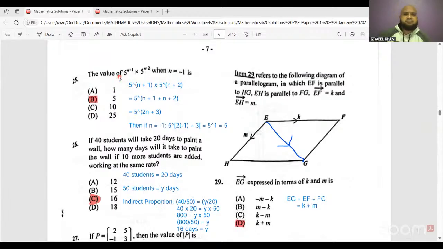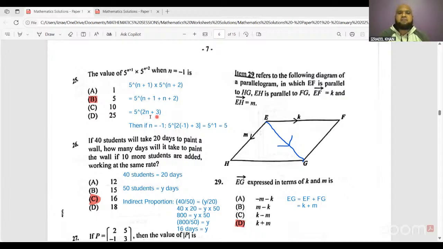More algebra. And we deal with indices, powers. So 5 to the power n plus 1 by 5 to the power n plus 2. What's the value of this when n is minus 1? Straightforward. But first thing I want to say is this. I decided to show here that when you multiply, you do add the powers on top. So I add n plus 1 with n plus 2. N plus n is 2n. And 1 add 2 is 3. So you get 5 to the power 2n plus 3.